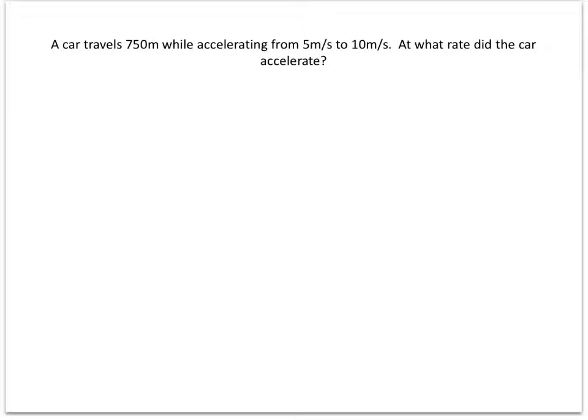A car travels 750 meters while accelerating from 5 meters per second to 10 meters per second. At what rate did this car accelerate? So that's what I'm looking for, acceleration. But it goes from 5 meters per second to 10 meters per second. That's a positive increase. This is a positive acceleration. So this car is speeding up.